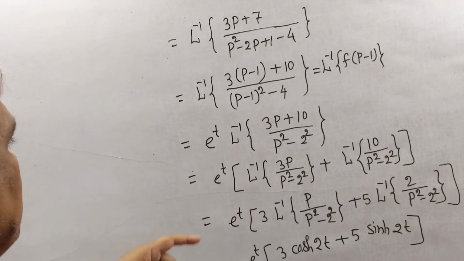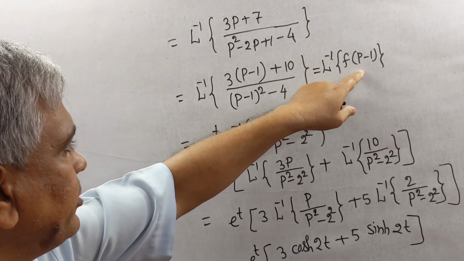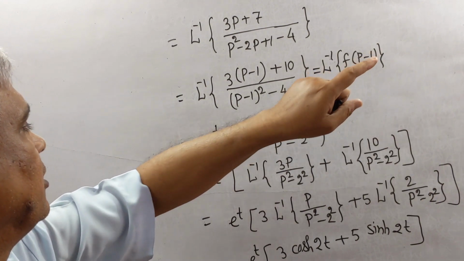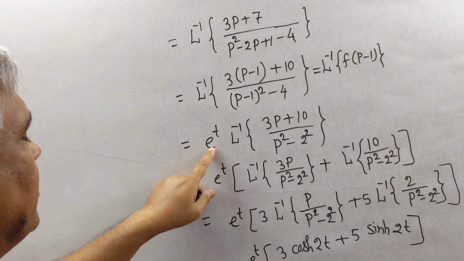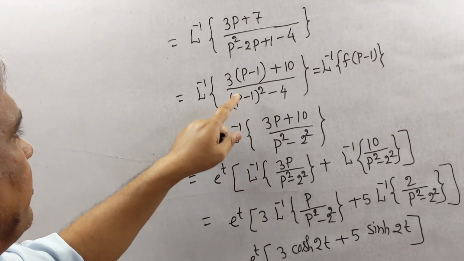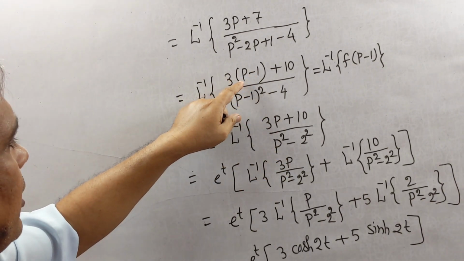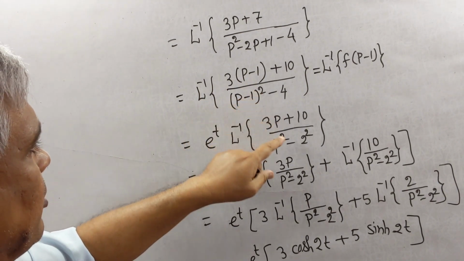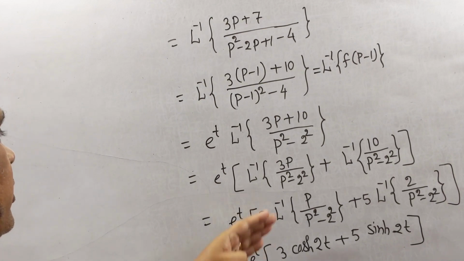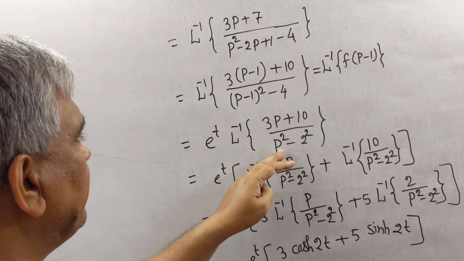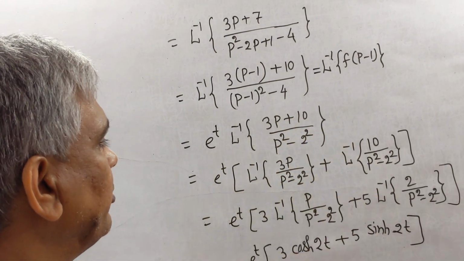So we take the formula for the first shifting theorem of inverse Laplace transformation. Here e to the power t outside and L inverse f(p). f(p) means without writing 1. So (3p + 10) by (p square minus 2 square). Here we take L inverse 3p by (p square minus 2 square) plus L inverse 10 by (p square minus 2 square).